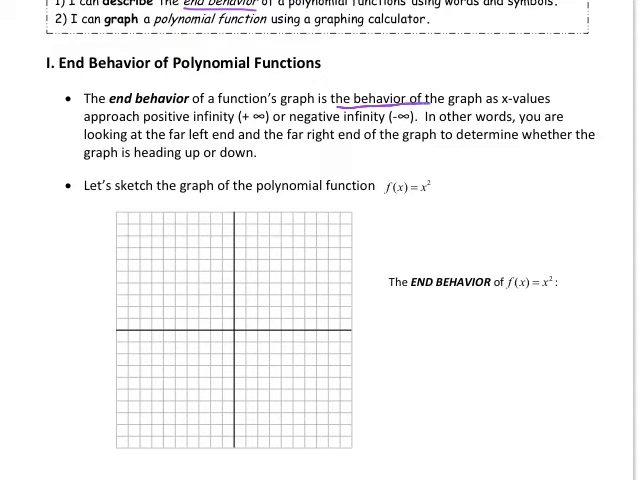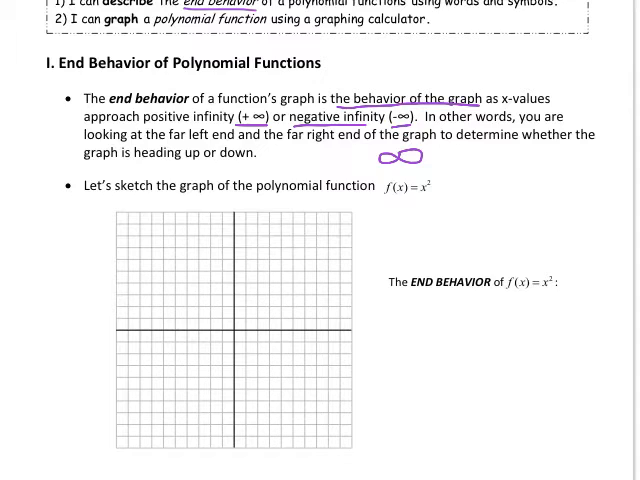End behavior is the behavior of a function's graph as x values approach positive infinity, and here we have positive infinity in symbol form, or as it approaches negative infinity, and again, negative infinity looks like that. When we draw infinity, it's just kind of like a number 8 on its side. It's a little bit easier to do as you do it more and more times. In other words, you are looking at the far left end and the far right end of the graph to determine whether the graph is heading in the upward direction or the downward direction.